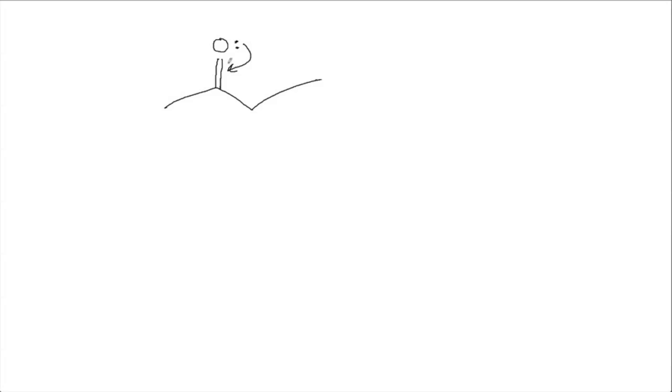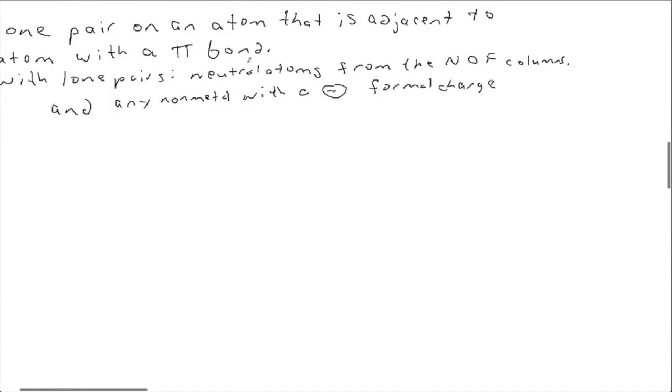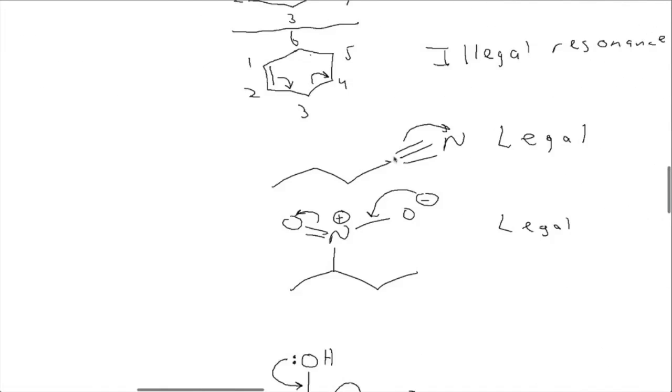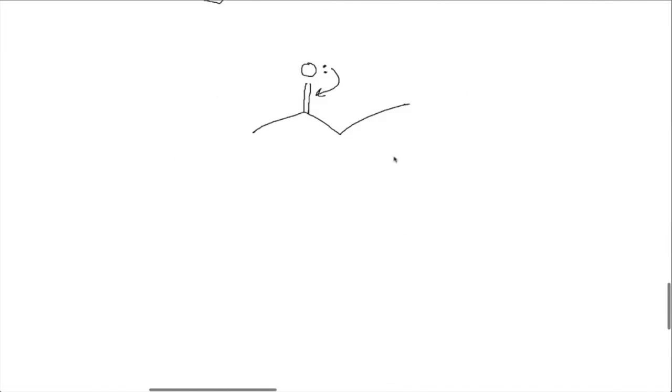So does this fit into the pattern we were just talking about? An atom with a lone pair next to a pi bond. No. No, it doesn't fit because it's not really next to the pi bond. It is the pi bond. It has the pi bond. It's supposed to be adjacent to an atom with a pi bond, not on the atom with the pi bond. So this would not fit that pattern.